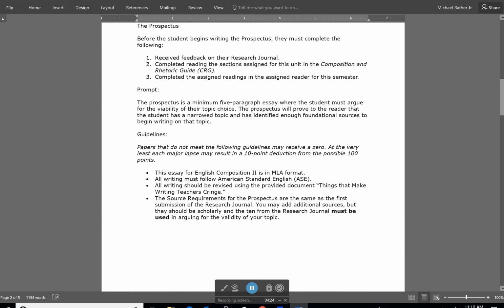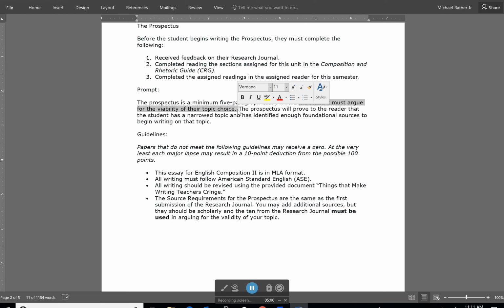So once you get to the prospectus stage, the prospectus is a minimum 5-paragraph essay, and so on. But in it, the student must argue for the viability of their topic choice. So in the context of this class, the student is selecting a narrow topic based on something they have read. Once they come up with an idea, then they have to go in and start researching. And most students have already developed a research journal for this class. Comp 1 students wouldn't have that same sort of requirement. They would just be coming up with a thesis initially based on reading and experience.